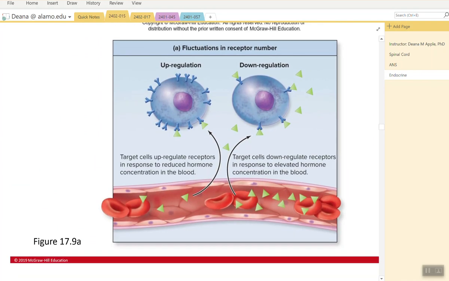All right, this is an example. Upregulated hormone receptor. So those little Y's here, that's a receptor. So here's your hormone. You've got a little bit of hormone binding these receptors. You've got a whole lot of receptors, a whole lot of opportunity to bind.